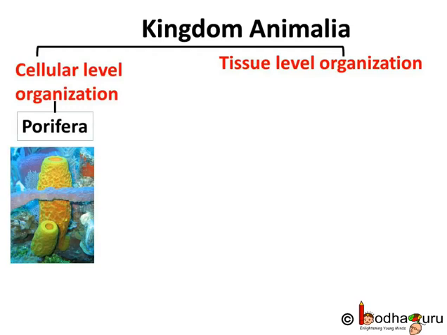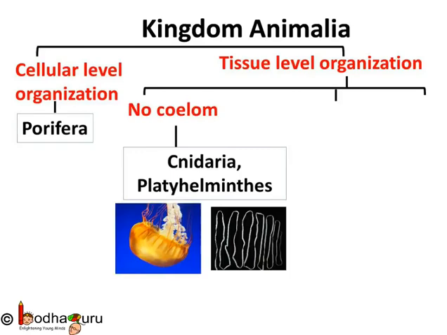The animals in the phylum Porifera have partially differentiated tissues and not true tissues. So we can say they have only cellular level organization. Other than phylum Porifera, all the phyla show tissue level organization.